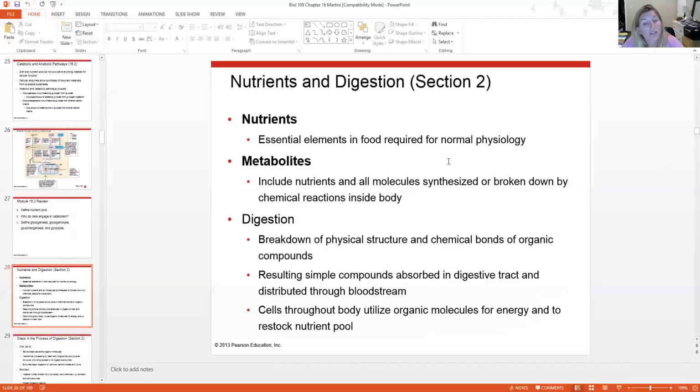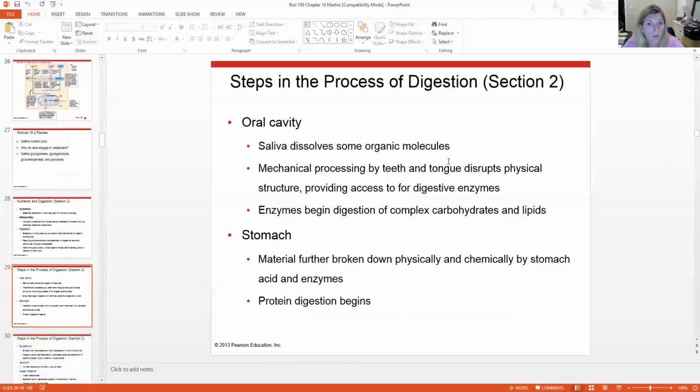And digestion is the breakdown, physically and chemically, of all of those organic compounds. It results in simple compounds that can be absorbed by the digestive tract and distributed throughout the bloodstream. The cells throughout the body are going to use those organic molecules to produce energy and restock that nutrient pool so ATP can be produced.